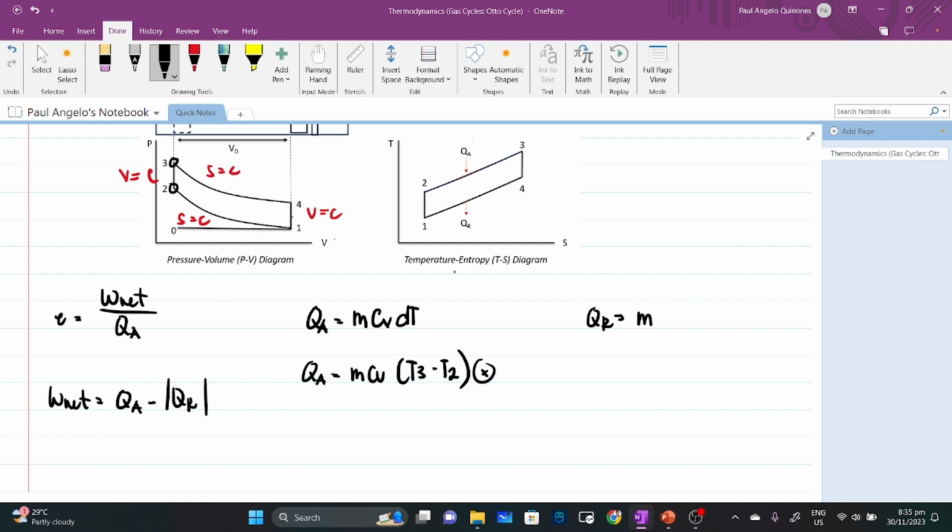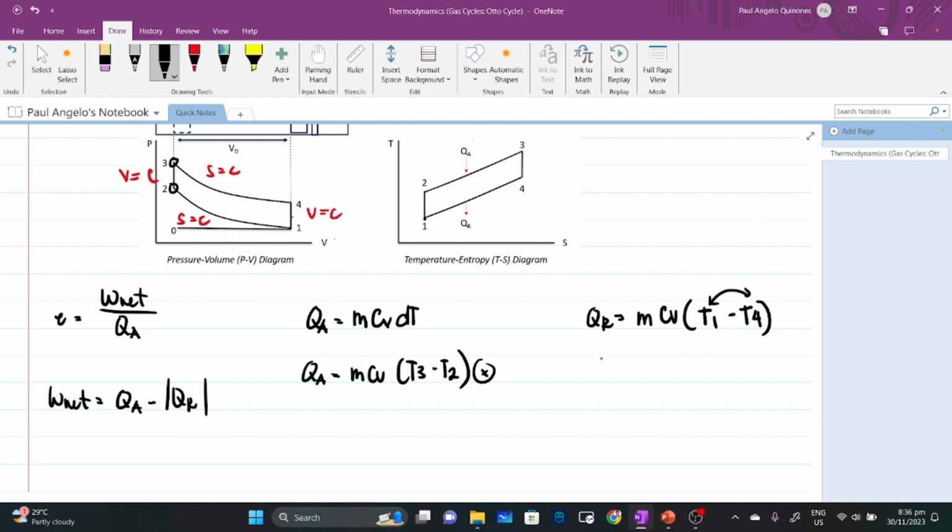Since it is a constant volume process, it should be CV. And then your limits: your final point is T1 minus your initial, that is T4. Again, final point minus initial point. However, this one seems improper. Why did I say that this is improper? Because 4 is an upper limit and 1 should be the lower limit. So, I can interchange these two.